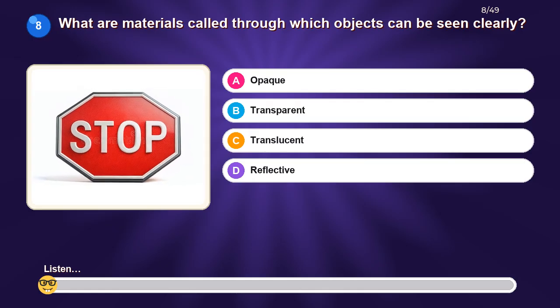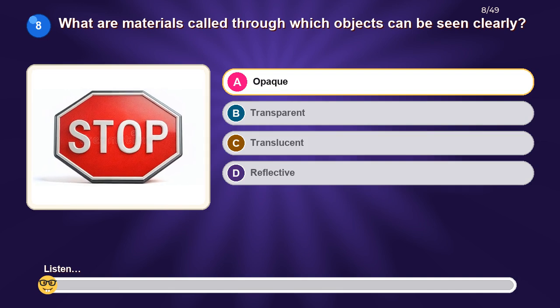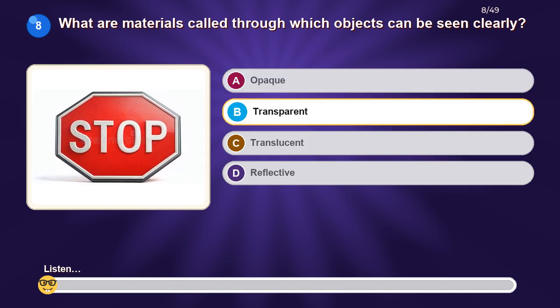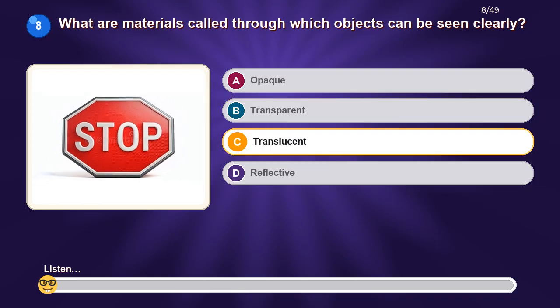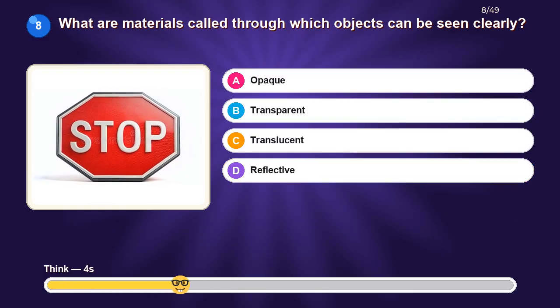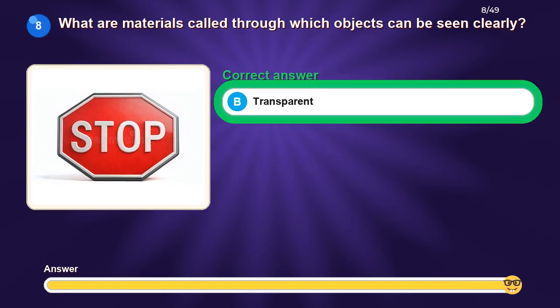What are materials called through which objects can be seen clearly? Option A, opaque. Option B, transparent. Option C, translucent. Option D, reflective. The correct answer is transparent.